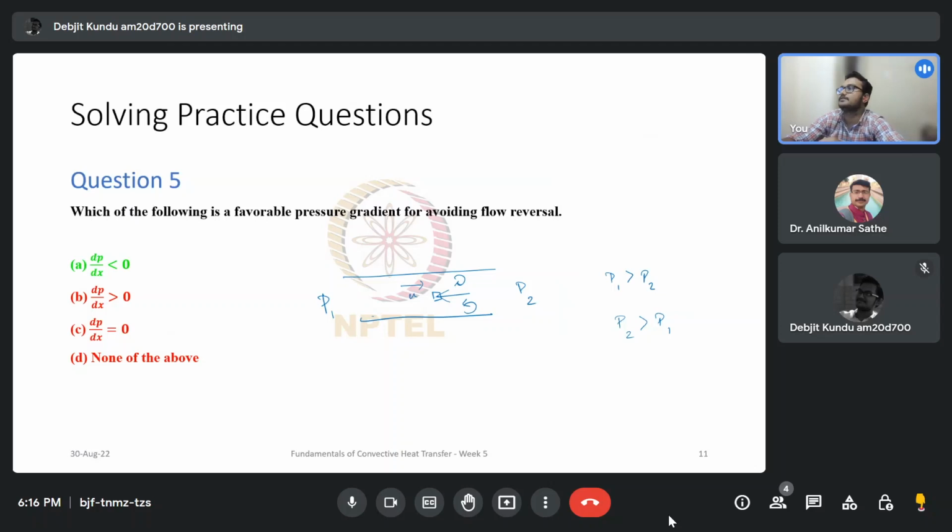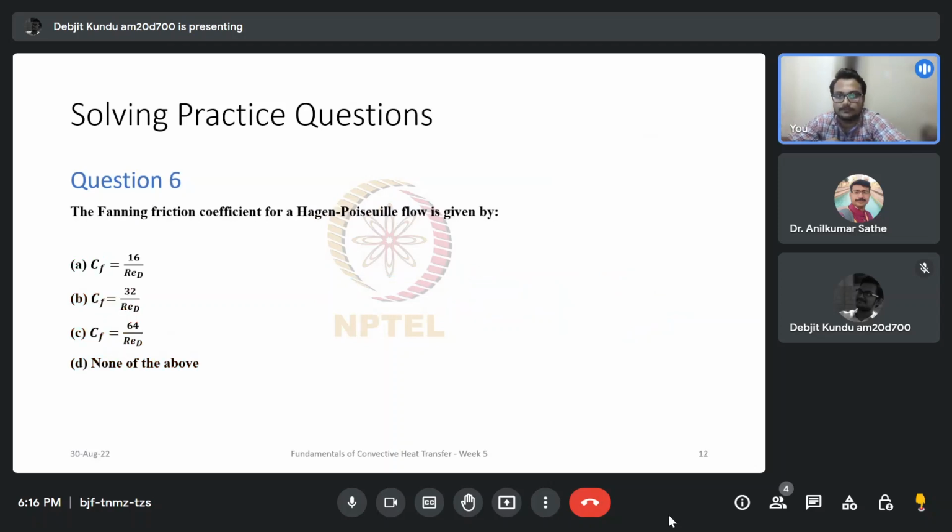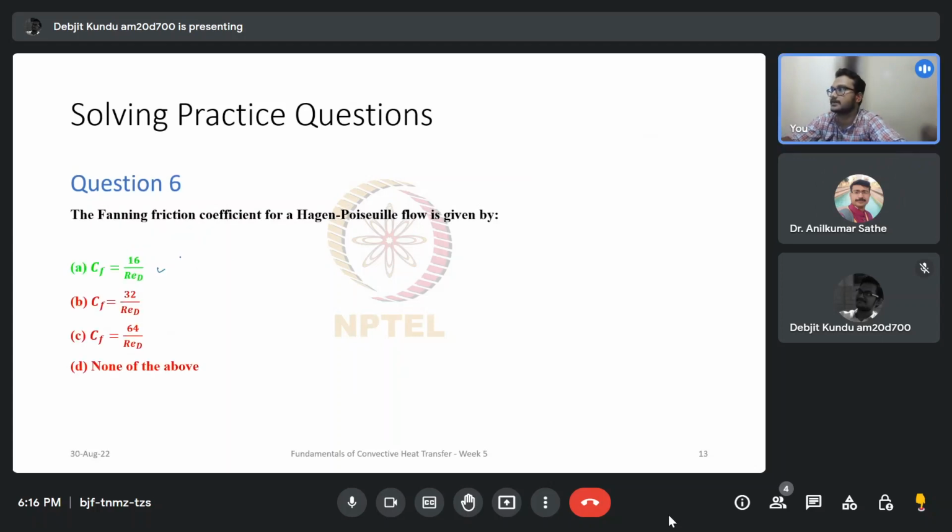Okay, so simple thing. Moving on, the Fanning friction coefficient for Hagen-Poiseuille flow is given by option A, Cf equal to 16 by Reynolds number. This Reynolds number is with respect to D, the diameter of the circular tube or pipe. So what's the factor? Is it 16, 32, or 64, or none of the above? This is the Fanning friction coefficient, also known as the skin friction coefficient. 16 by Re_D. Let's have a look. Yeah, correct. So this is the correct one.